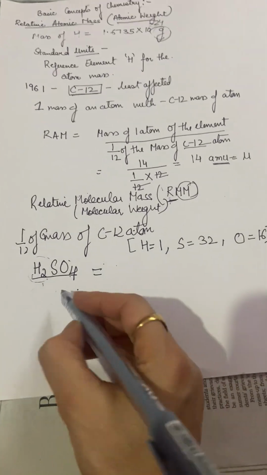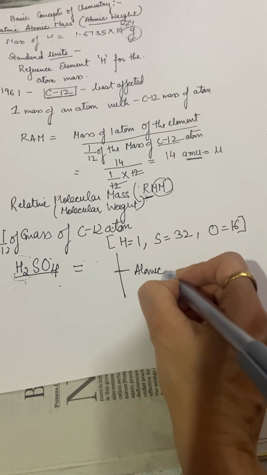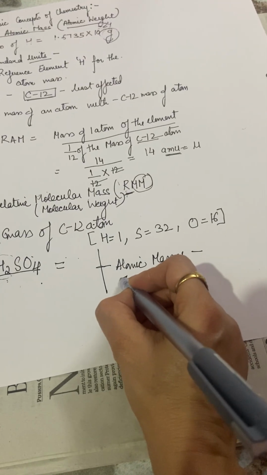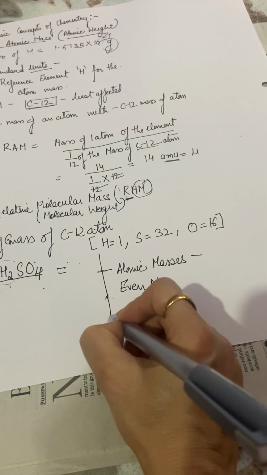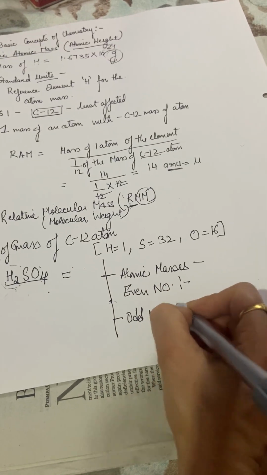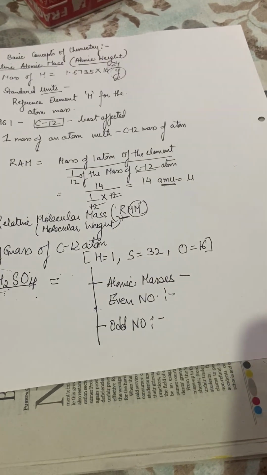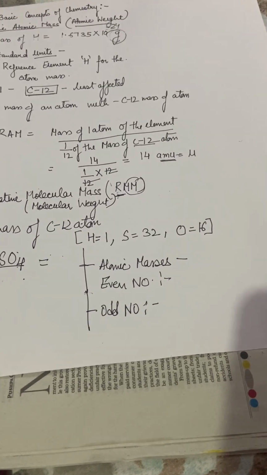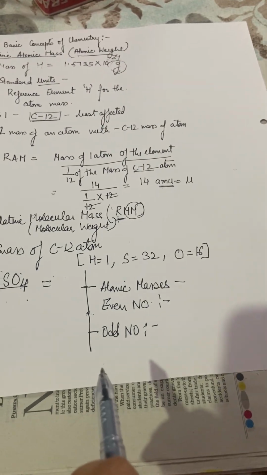For that, we will divide the elements into two categories: one with an even atomic number and one with an odd atomic number. Now listen to me very carefully. How do we calculate the atomic mass? You all know the atomic numbers, and that is the only thing you have to remember. You don't have to learn the atomic masses. Today I am going to tell you the trick to find the atomic masses of various elements.